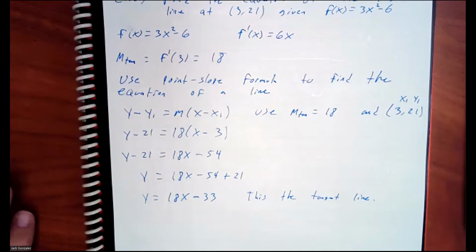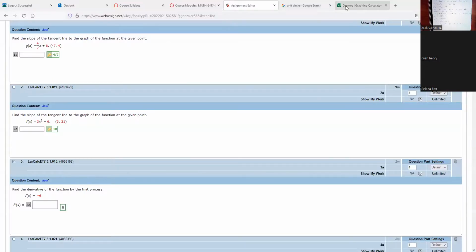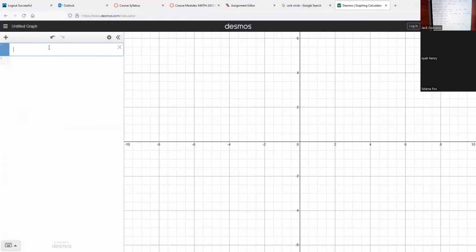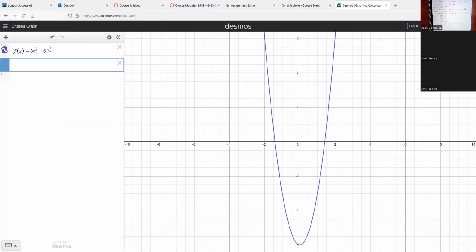Okay, let's graph it. What does this nonsense look like? So we have a function, 3x squared minus 6. Then we found this tangent line. Well, first let's plug in the point, 2, 1.